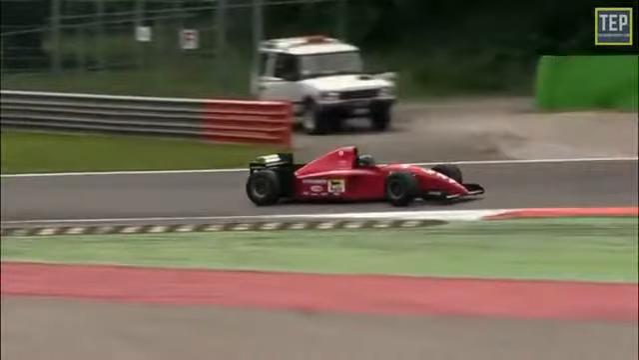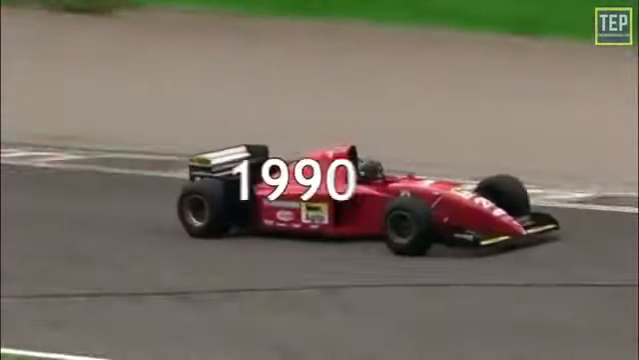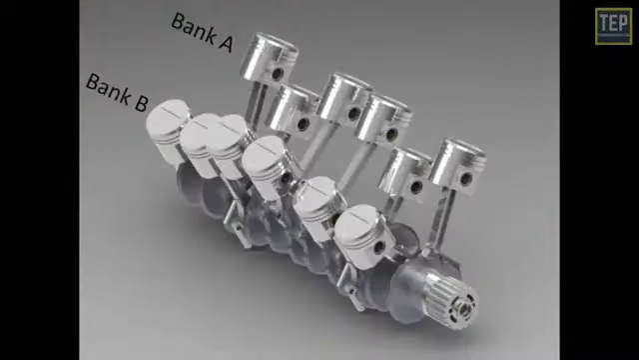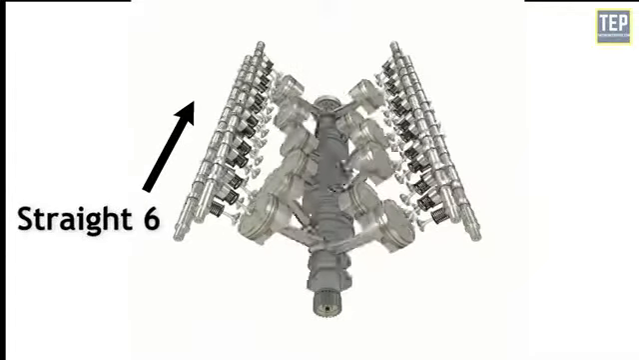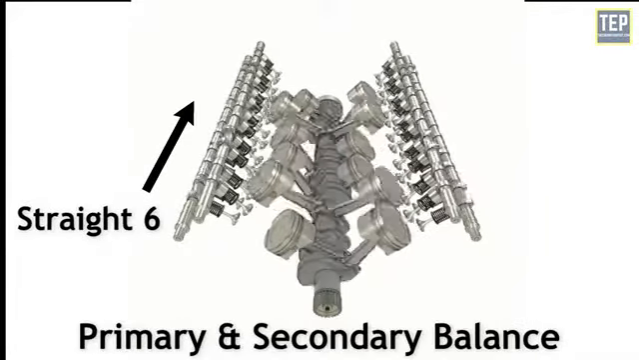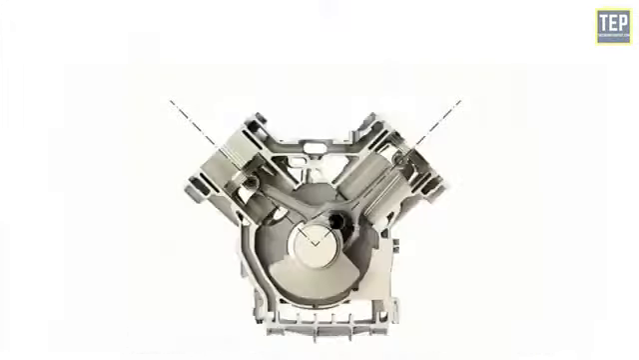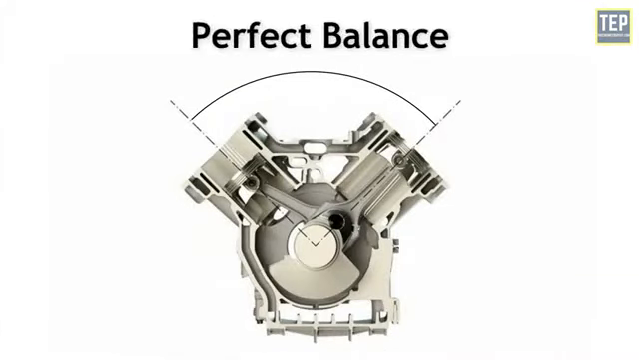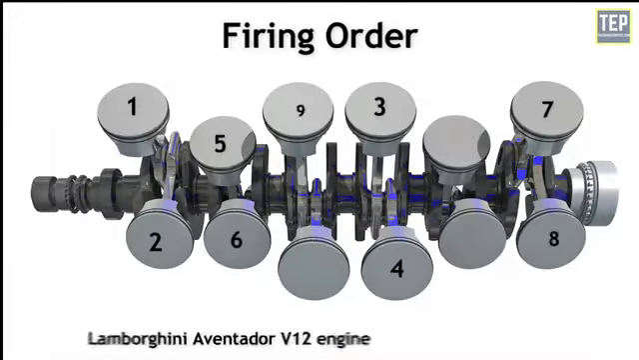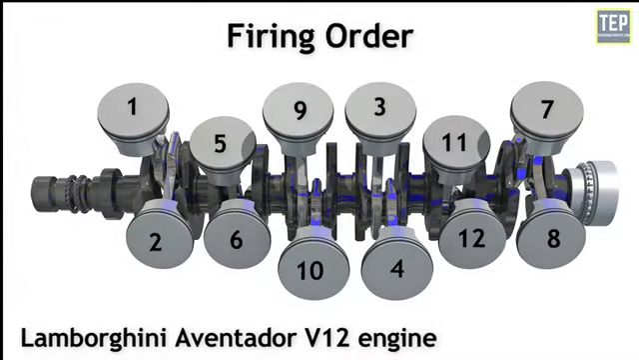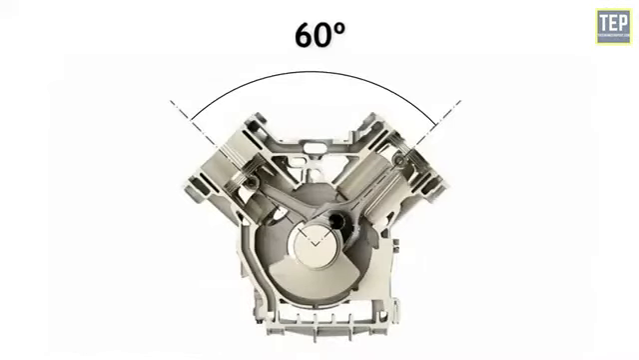In Formula 1 racing, V12 engines were common in the 1990s. Each bank of a V12 engine essentially functions as a straight-six engine, which has perfect primary and secondary engine balance. By using the correct V-angle, a V12 engine can therefore have a perfect balance. The even firing order for a 4-stroke V12 engine has an interval of 60 degrees, therefore this engine can be perfectly balanced only if a V-angle of 60 degrees is used.